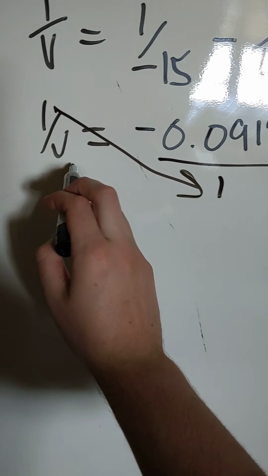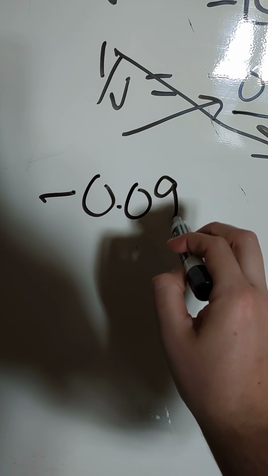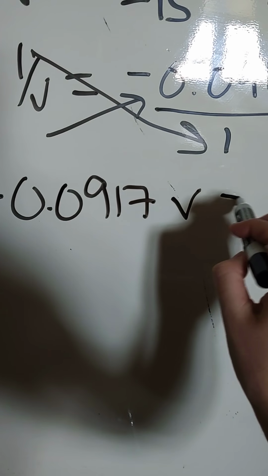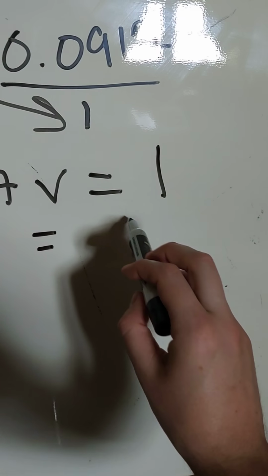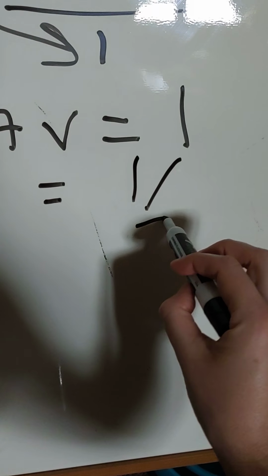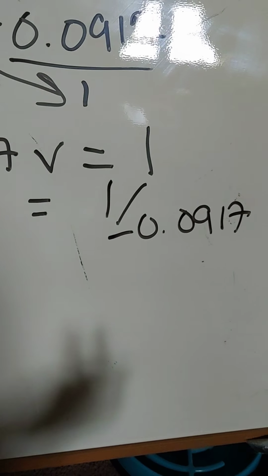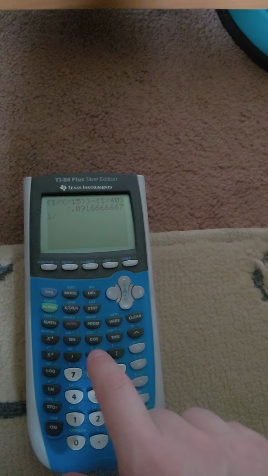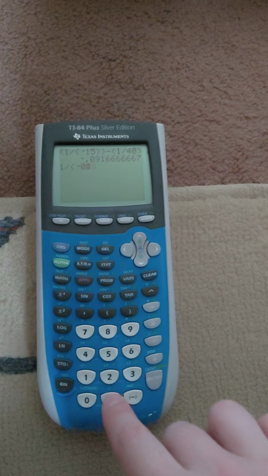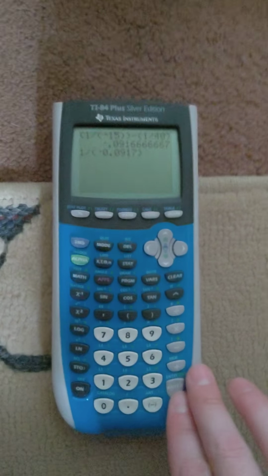If we throw this one over a 1, we can cross multiply. So minus 0.0917 V equals 1. That means that V equals 1 divided by negative 0.0917. Going back down here, 1 divided by negative 0.0917. That was not a 7. That's a 7. Boom.